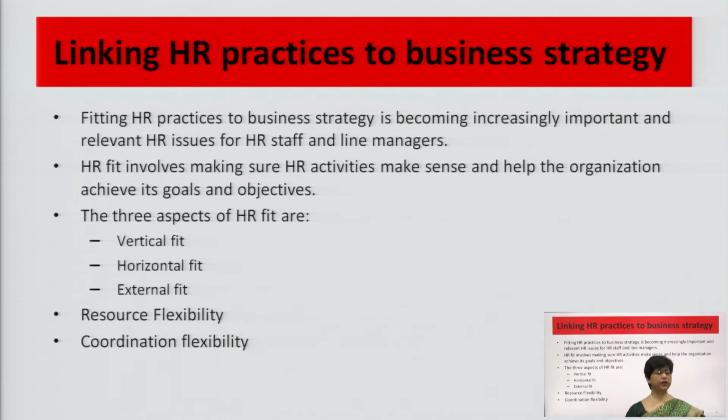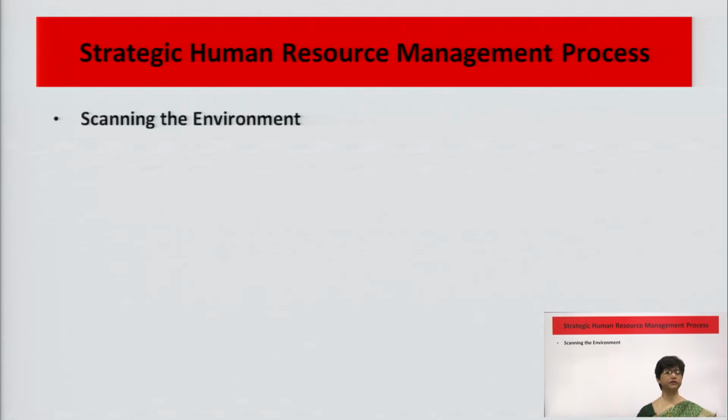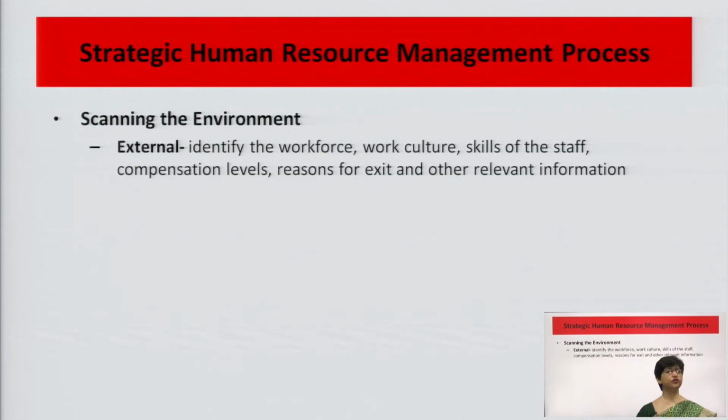So, in the upcoming session, we will take a case for a particular company and see how the HR practices are linked towards the achievement of the business strategy. So, quickly let us see what are the processes involved in strategic HRM. The first and foremost process is scanning the environment. When we talk about environment, it is both the internal as well as the external environment that is affecting a particular business area.